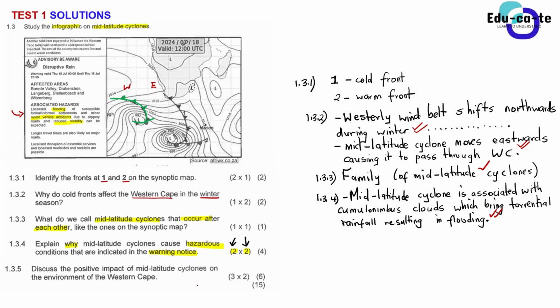Okay, another point, I think, is strong winds can damage buildings, uproot trees, and cause rough seas and poor visibility. Okay, I will only take the poor visibility, because remember this. Your answers are right, but the question says you need to explain why the mid-latitude cyclone caused the hazardous conditions that are indicated in the infographic. So you must tell us about something that has been indicated in the infographic.